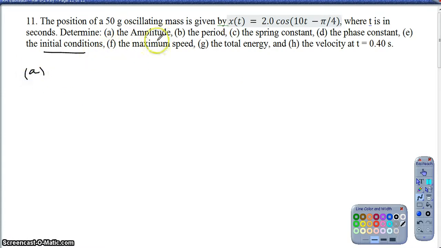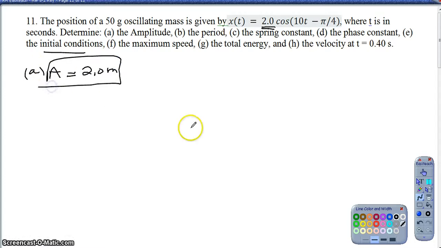So for example, finding the amplitude. Well, the amplitude is just whatever number is in front of our cosine function. So in this case, the amplitude would be 2.0 meters. There's nothing to calculate, nothing to compute there. It's just identifying that piece of the puzzle. So I've got my amplitude without too much trouble.